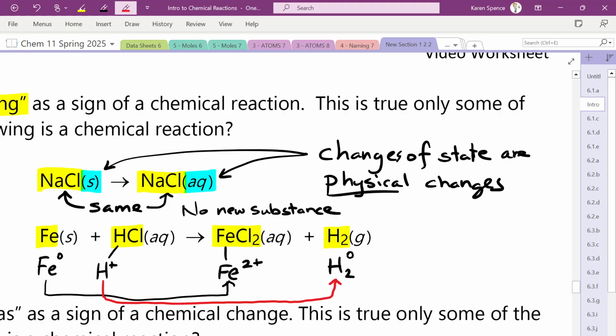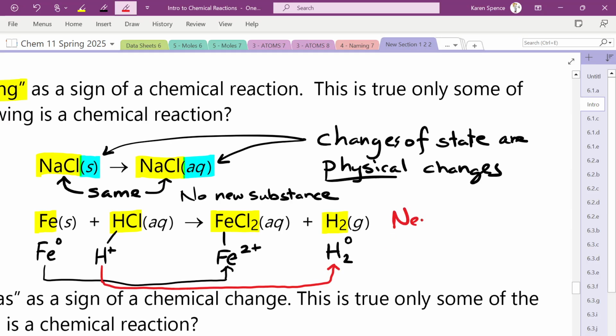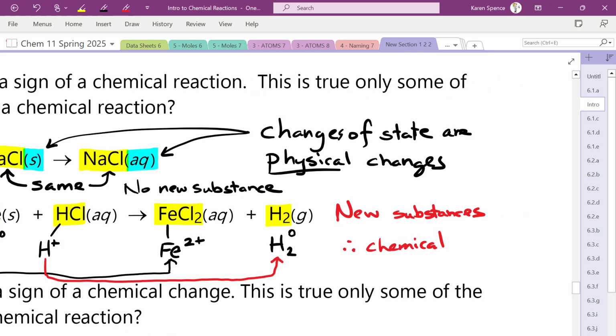And if the word species sounds strange, that's what we call chemical things. Get used to it, because in Chem 12, we talk about chemical species all the time, and it's just a fancier way of saying it's a chemical thing. Okay, it's a chemical species. So new substances, therefore chemical reaction. Ooh, and I'm going to show you my abbreviation for reaction.